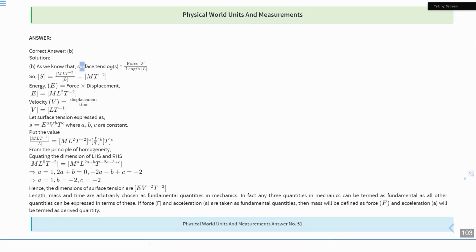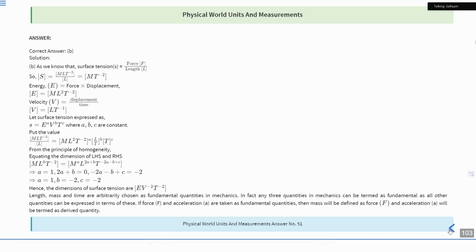So surface tension is given by force upon length. So the dimensional formula of force is MLT to the power minus 2, upon L. Then energy is equal to force into displacement. You calculate that. Surface tension is expressed as E, V, and T to the powers A, B, and C. So you have to know the dimensional formula of surface tension, which is equal to energy into velocity into time to the powers A, B, and C. From that, you need to calculate the values of A, B, and C. Length, mass, and time are arbitrarily chosen as fundamental quantities. They cannot be derived further. Please note this. I hope this point is clear.